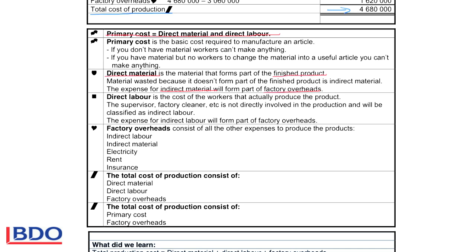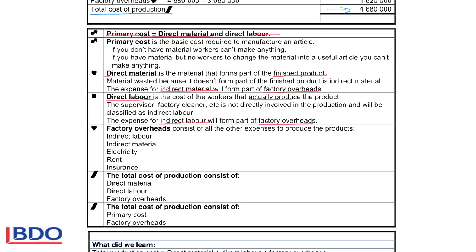Direct labor is the people who actually sit at the machines and make the articles. So they actually produce the products. The supervisor, the cleaner, people who carry things from one table to the next, is classified as indirect labor. Indirect labor is also necessary in the production process, so it's an expense for the business, but they don't actually sit and make the things, so that is classified as factory overheads.